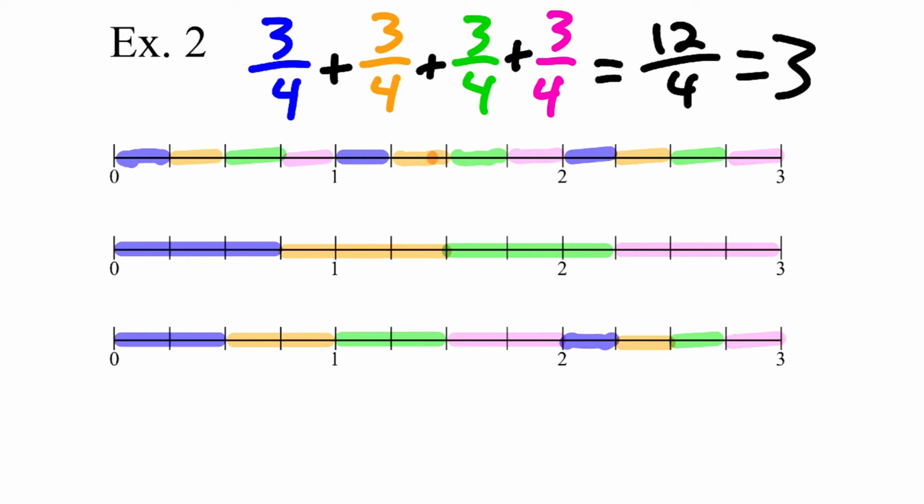Now, in all those cases, every runner runs 3/4 of a mile. So they're all running 3/4 of a mile.